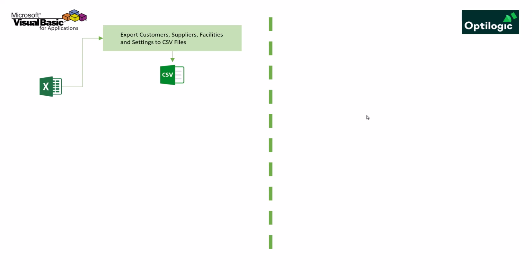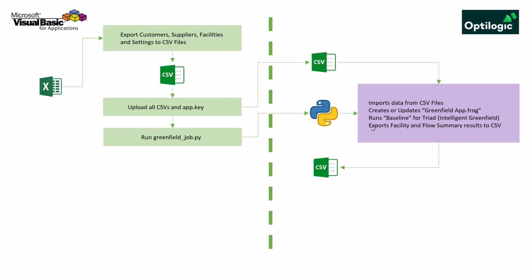So the first thing we do is we export the customers, suppliers and facilities data from the respective sheets, and then we also export the settings to CSV files. We then upload all of the CSV files and also the app key into the Optilogic platform. And now we can run the Greenfield job.py file. So this runs the job on the Optilogic platform, and that's going to import all the data from the different CSV files.